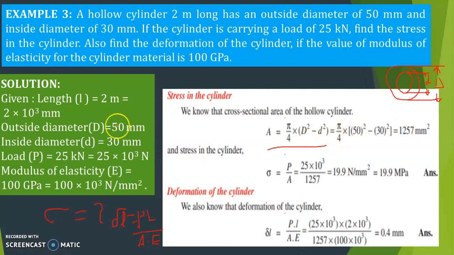So capital D is 50, substitute here, and small d is 30, substitute here. So you will get this answer. You just cross check the answer whether it is correct or wrong.